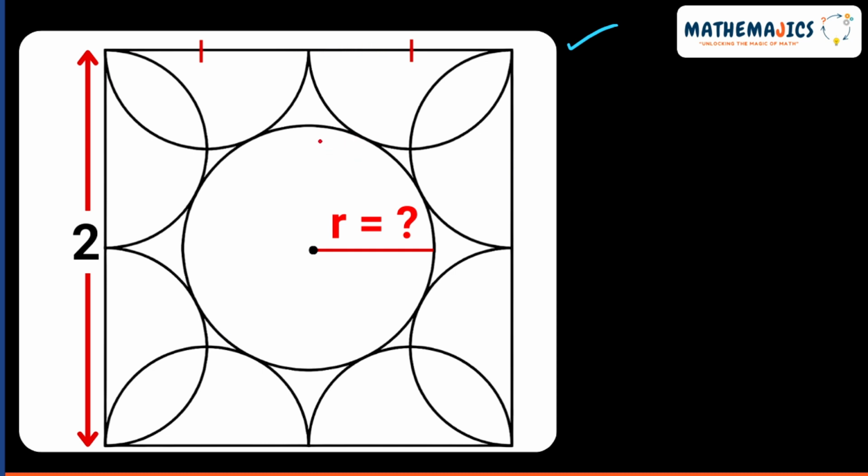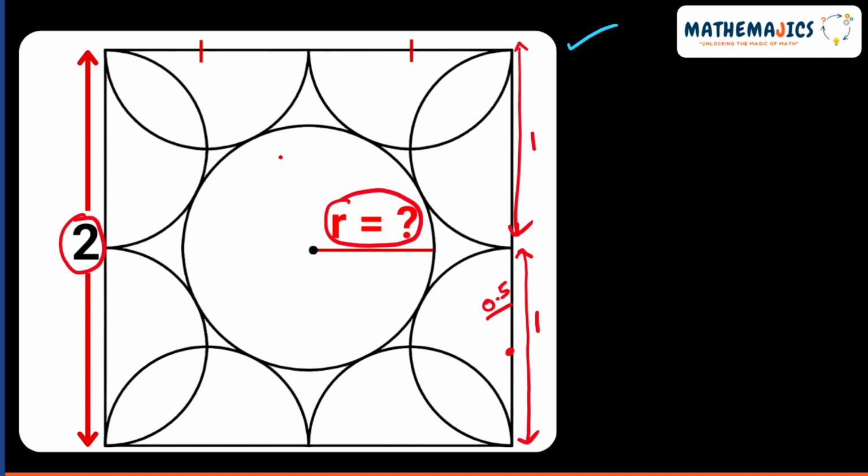Correct? So if their radius is equal to each other, that means the diameter of this semicircle will be 1. If this is 1, this is also 1, and when both are 1, they add up to the side length 2 that is given to us. Now if the diameter is 1, what will be the radius? Radius will be 0.5. That means this radius 0.5 will be the same for all the 8 semicircles given in the figure. And we need to find the radius r of this circle.